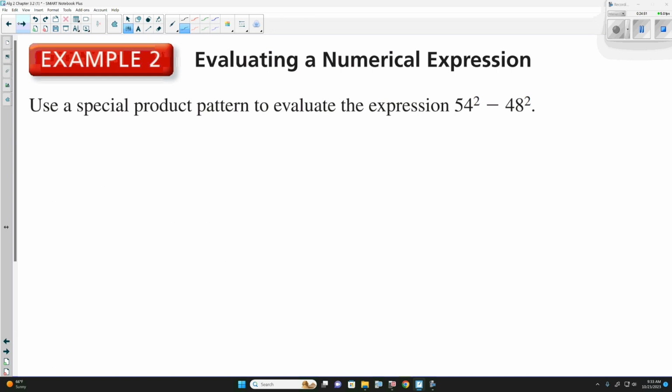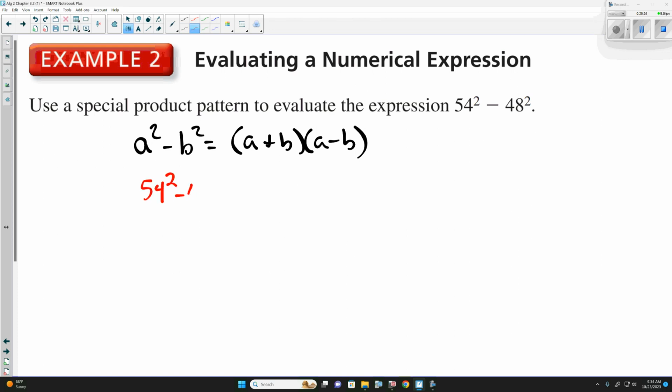Now, if we were doing this, especially without a calculator, and we didn't know our difference of perfect squares, I would have to figure out what 54 squared is, figure out what 48 squared is, and then subtract the two numbers from each other. Now, our difference of perfect squares says that a squared minus b squared is equal to a plus b times a minus b.